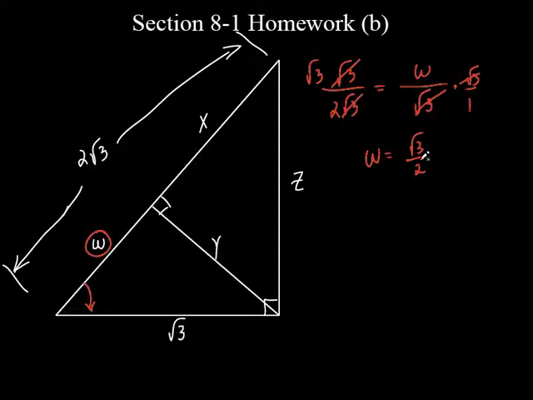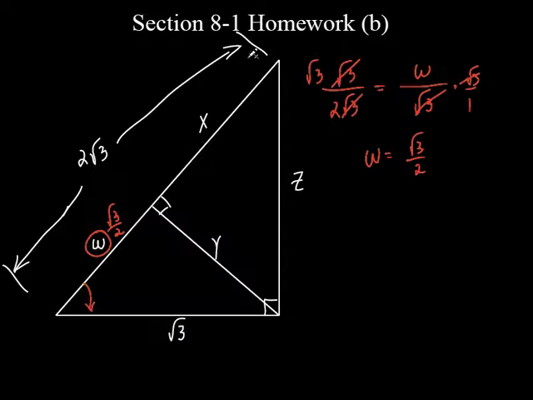Alrighty. So W is the square root of 3 over 2. But that's not really what I'm asking for, is it? But it's going to help me find x. How do I find x? I mean, think of these as regular numbers. Watch this. Clear your mind of all the square roots.